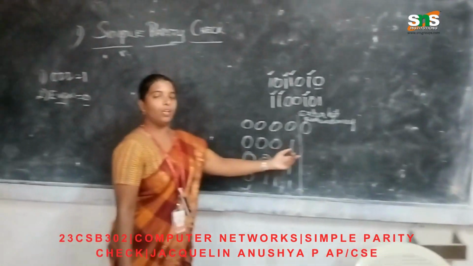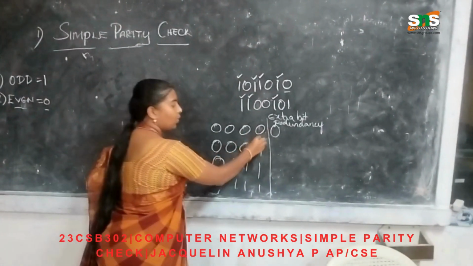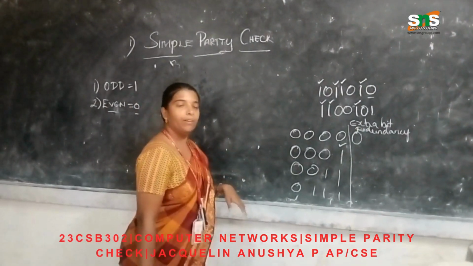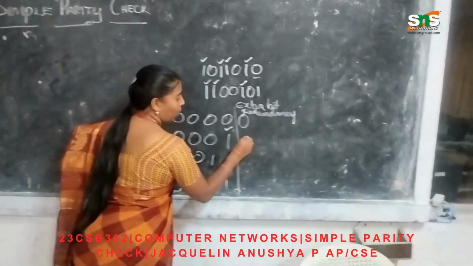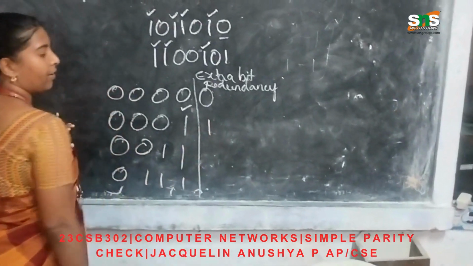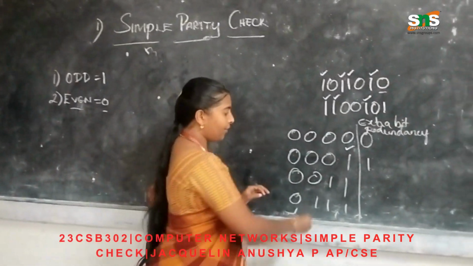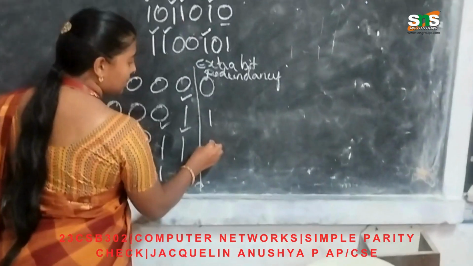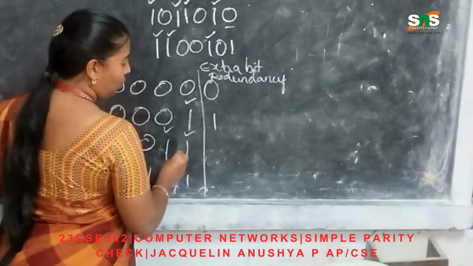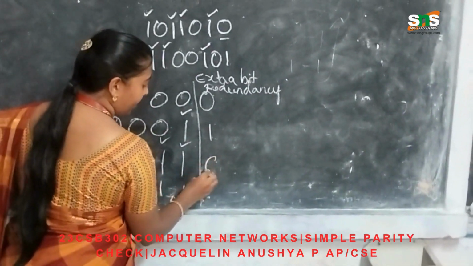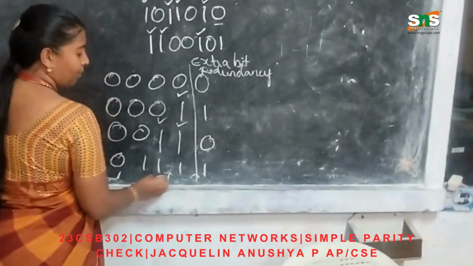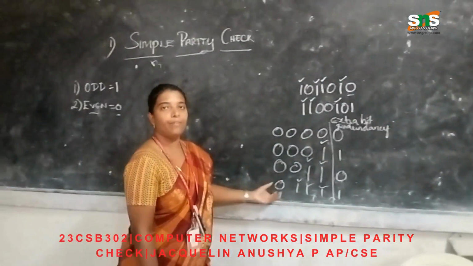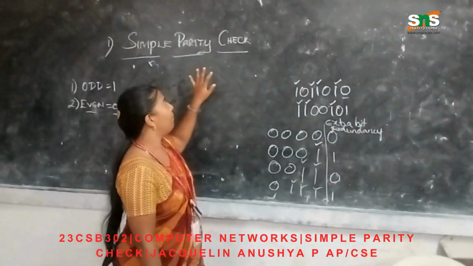Over here we have only one single digit which is an odd number. If it is an odd number, we write 1 over here. Over here we have two ones. It is an even number, so automatically we write 0. And over here 1, because we have 3 ones, which is odd. So this is a simple parity check.